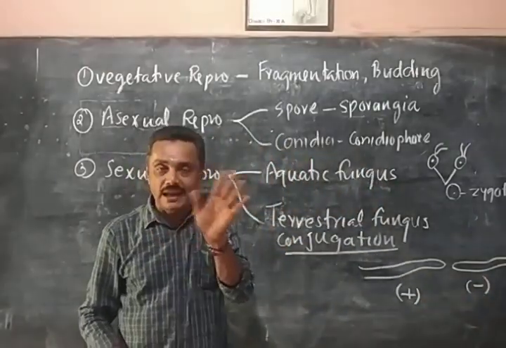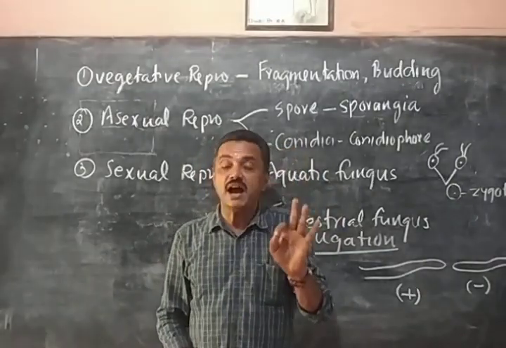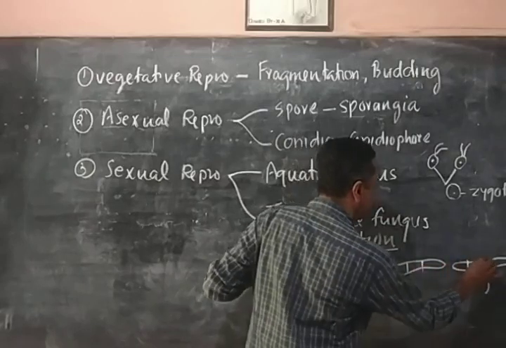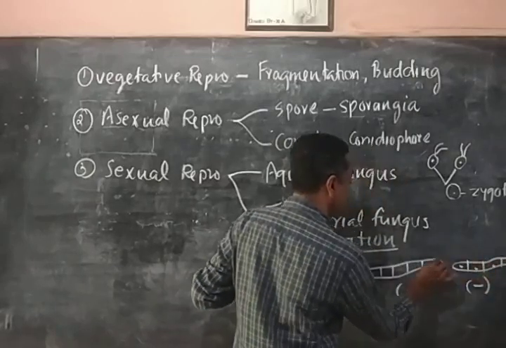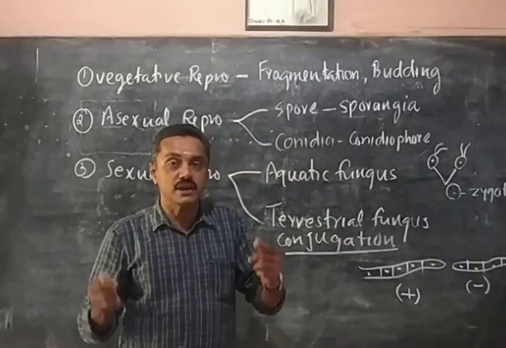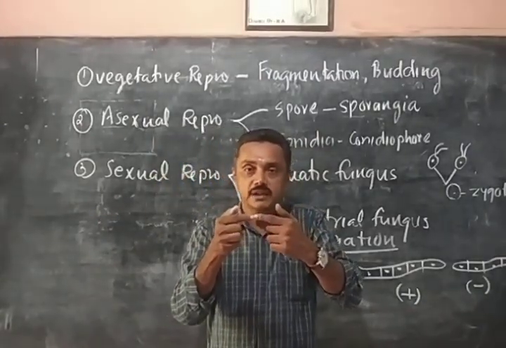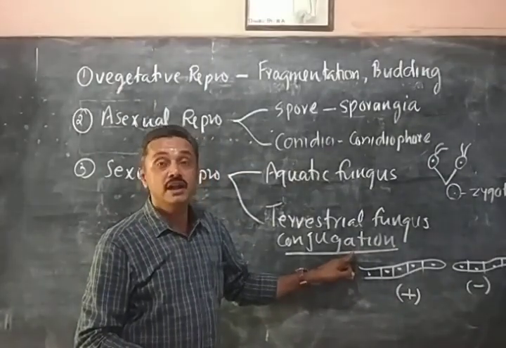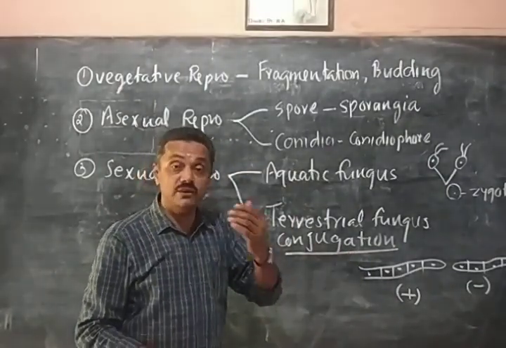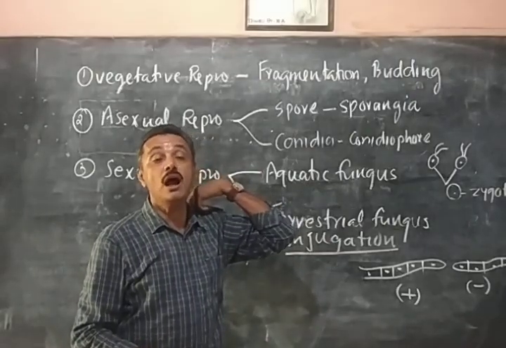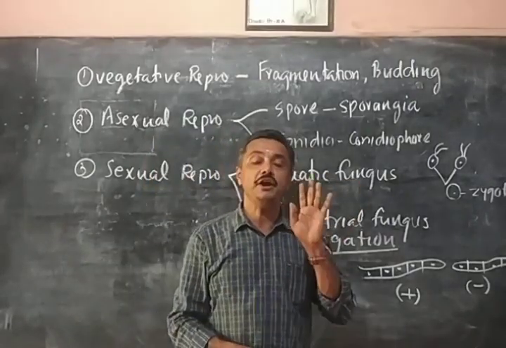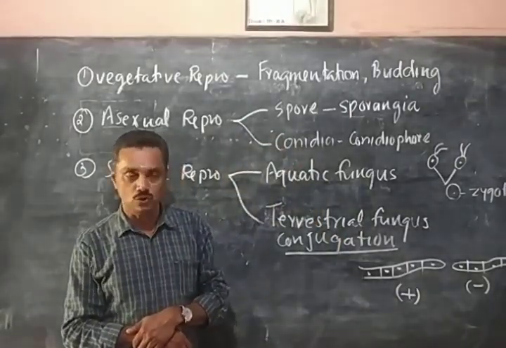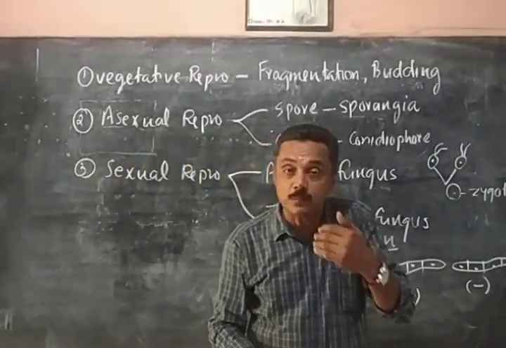There is no male and female hypha. Plus hypha, minus hypha, two types of hypha. They will join together. That process is called conjugation. Conjugation means joining of plus and minus hypha. So, these are the different types of reproduction in fungus.